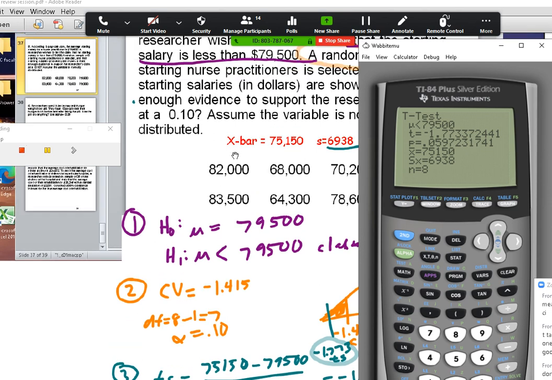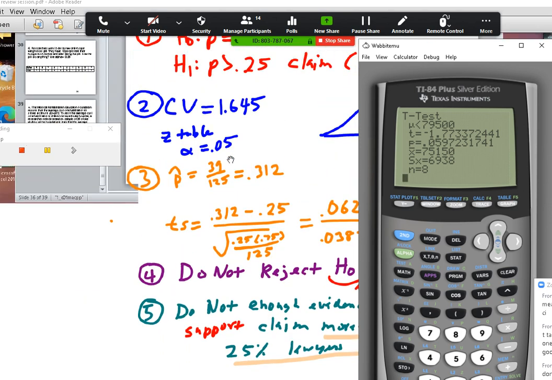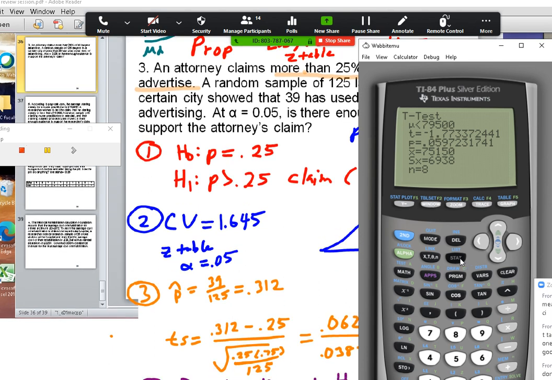You guys are really quiet. All right, I'll show you one more. This is for a proportion now. So stat test, it's a proportion. We're not going to use t because that's for a mean. We're going to use the one-sample z-test, number 5 down here.